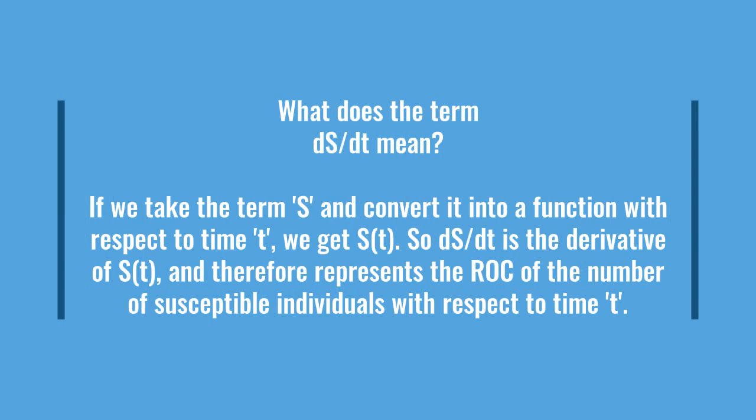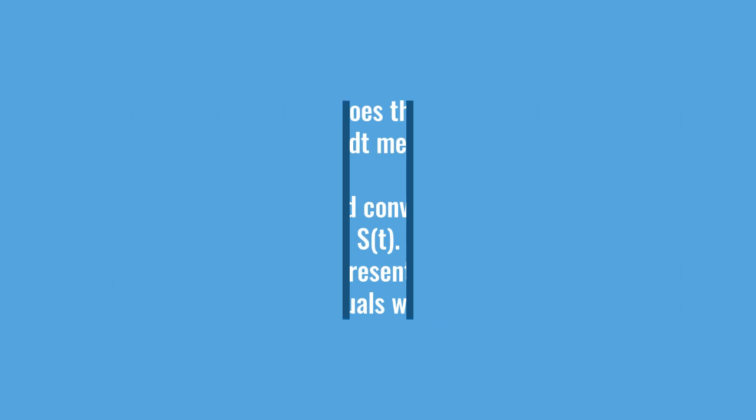So basically all of these, dS over dt and dI over dt, are just derivatives of the functions with respect to time t. So this one, dS over dt: if we take S of t, a function of time t, then dS over dt is just the derivative of it, and represents the rate of change of the number of susceptible individuals with respect to time t.